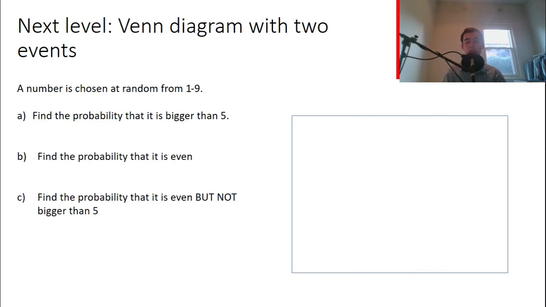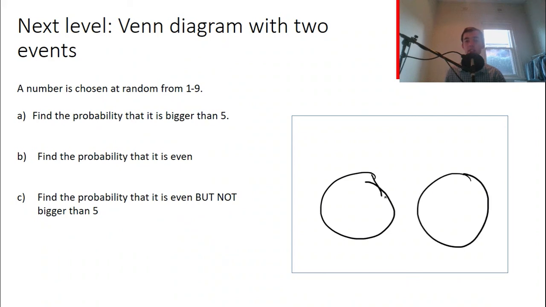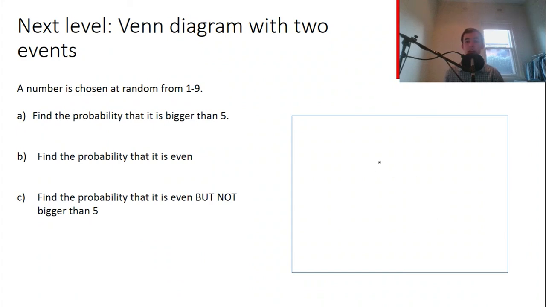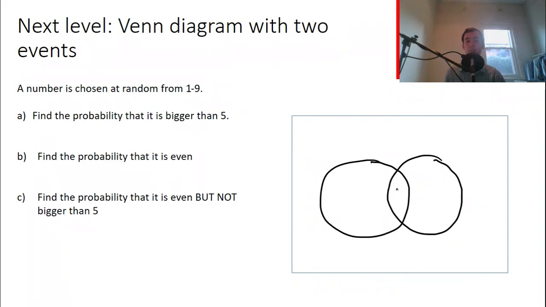All right, now we're going to go to the next level, which is a Venn diagram with 2 events in it. And what that means is we have to draw 2 circles. Now, we could draw the circles like this, but it's possible that there's numbers in both of our events. So we're just going to draw the circles like this, just in case there's a number in both of our events, or a few numbers in both of our events.